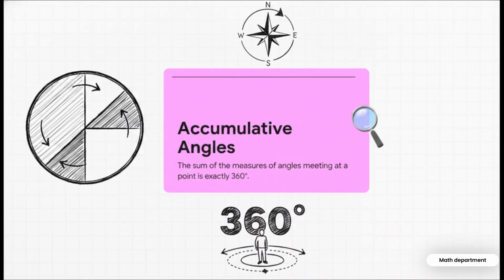Okay, let's move on to our second concept and see how this builds. When multiple lines meet at one single dot, completing a full circle, they must always add up to exactly 360 degrees. These are known as accumulative angles at a point. Just imagine standing in the center of a room and spinning all the way around until you're facing the exact same direction again. You just turned 360 degrees. The exact same logic applies to these geometry problems. Every slice of the pie has to add up to the whole 360.